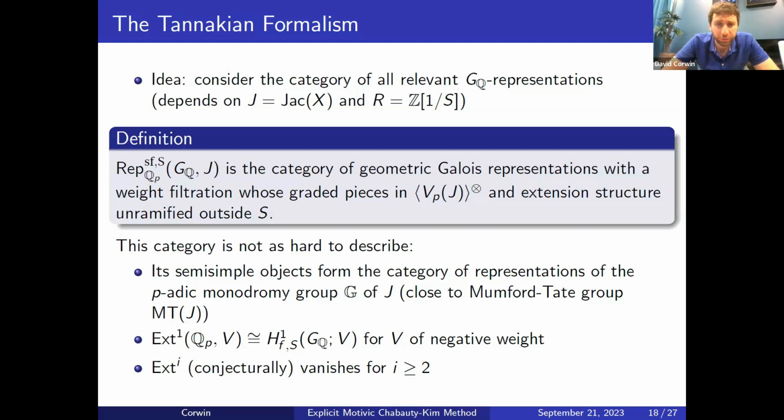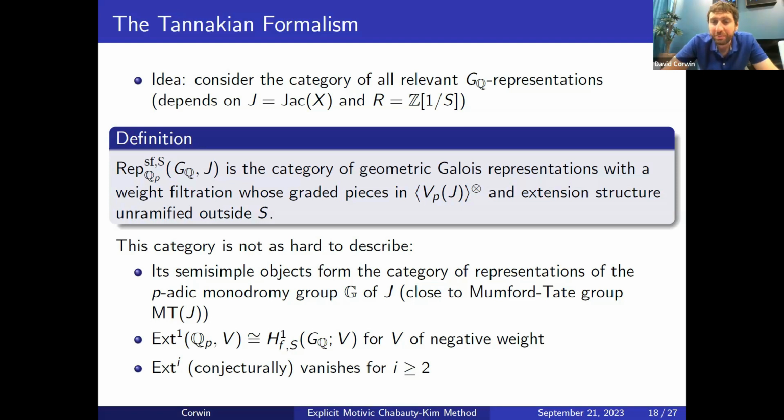And specifically, in the mixed Tate case, this group G is just G_m. For a non-CM elliptic curve, this group G is GL_2, just to give you a rough idea. Okay, so that's the semi-simple objects.